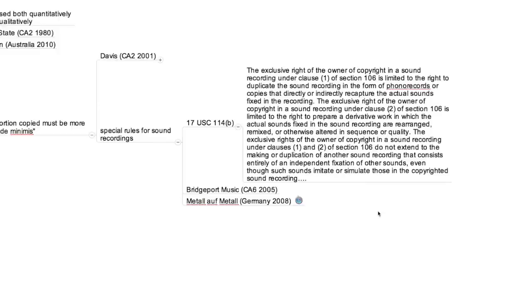I hasten to add that the elimination of the de minimis defense for sound recordings does not necessarily mean that all digital sampling is unlawful. It's still in principle possible for samplers to avoid liability on the basis of fair use. We'll take up that option in 2 weeks.